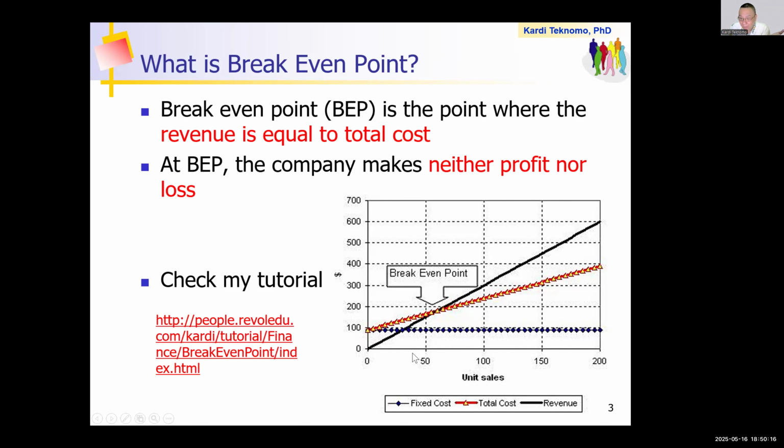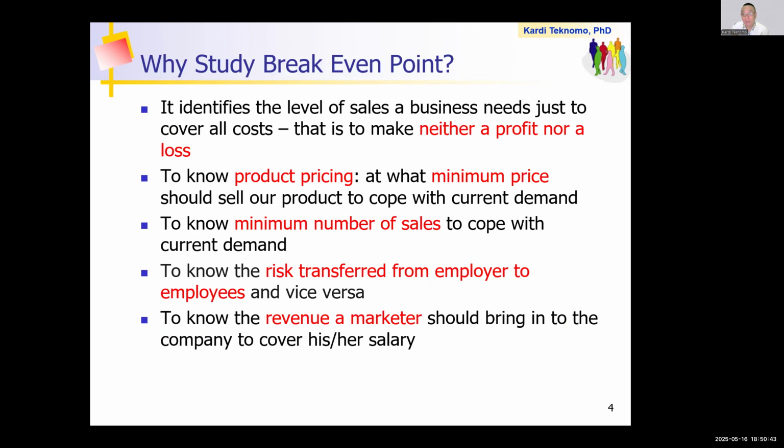And then this black line represents the revenue. Again, this is a very simple linear model, all three of them. So the break-even point is just the crossing point here. This is where there is no profit and there is no loss also. So this is an equilibrium, right?